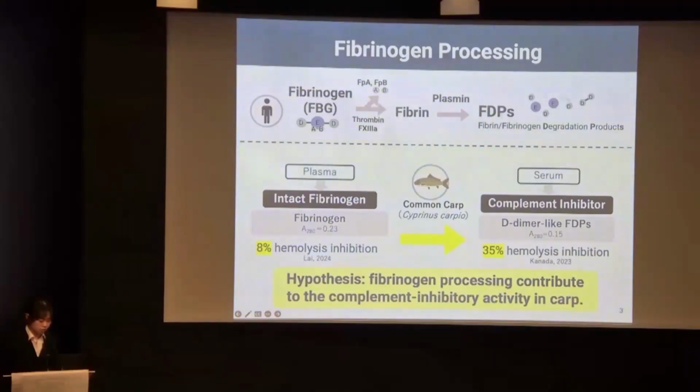We call them FDPs. In our lab, we previously purified a complement inhibitor that has similar size and sequence to human D-dimer. We found that this inhibitor has a way higher hemolysis inhibition on complement compared to the intact fibrinogen purified from plasma. Based on this, we hypothesized that fibrinogen processing is the key that contributes to the complement inhibitory activity in carp.